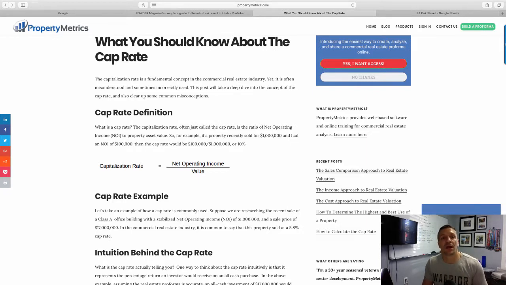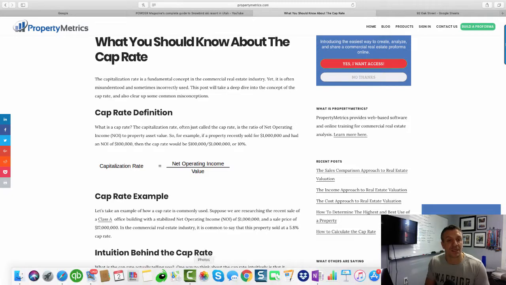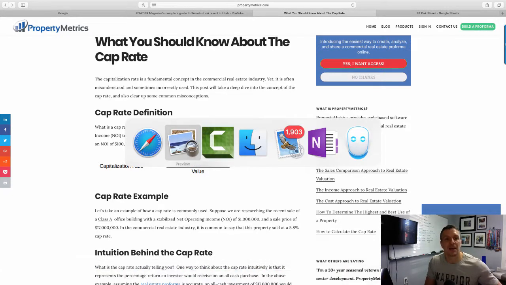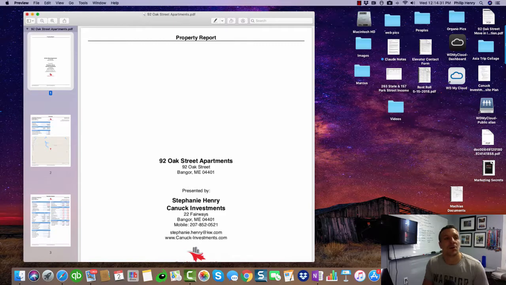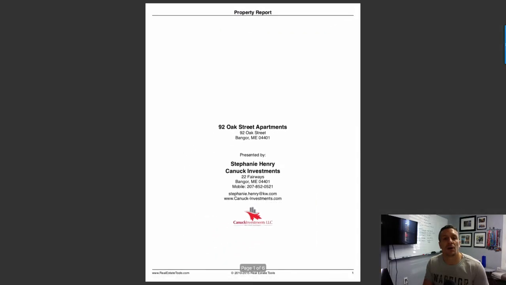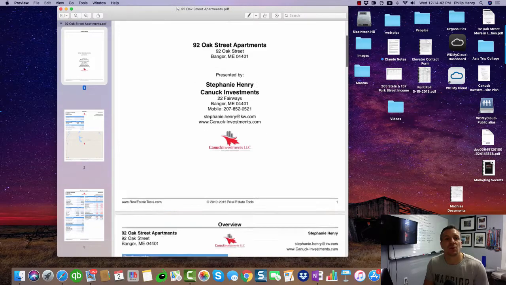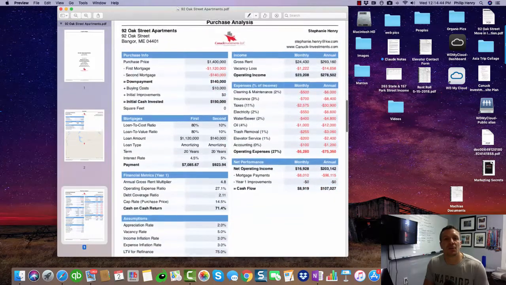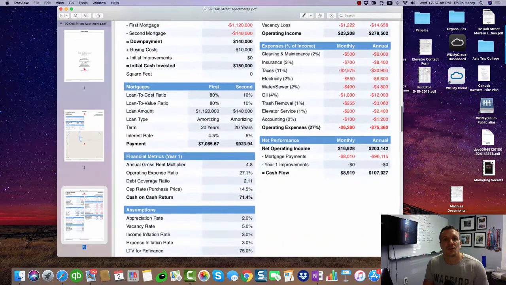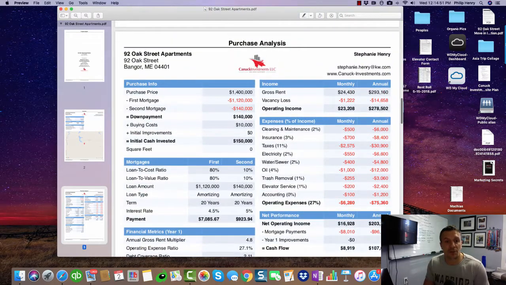So we're going to go through that, and I'm going to show you how that works so that you can understand that. Here's a property we acquired a little while back, I think it was 2016 perhaps. As we go through here, this is the area that we want you to look at. First and foremost, we want to look at the gross rent of the property.